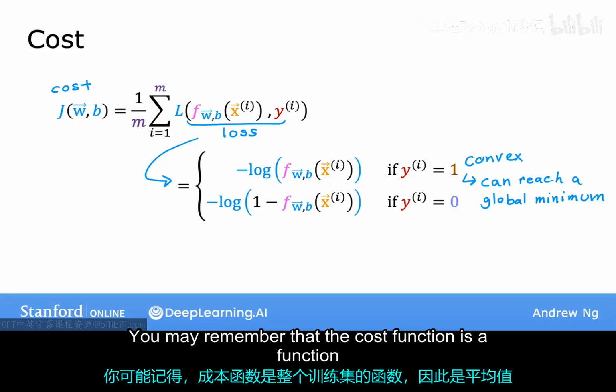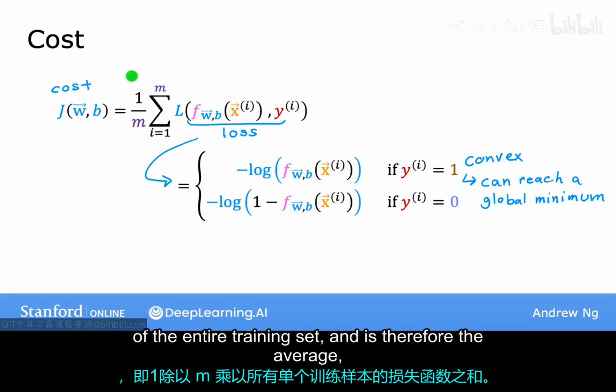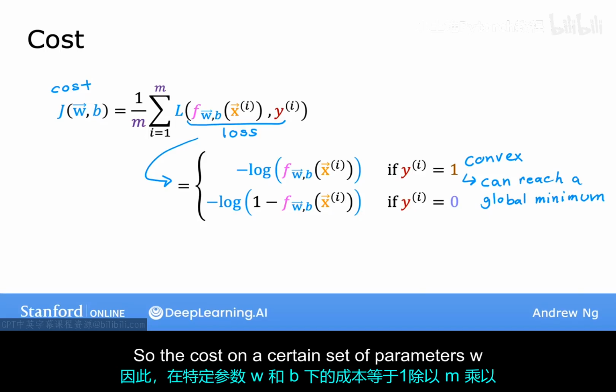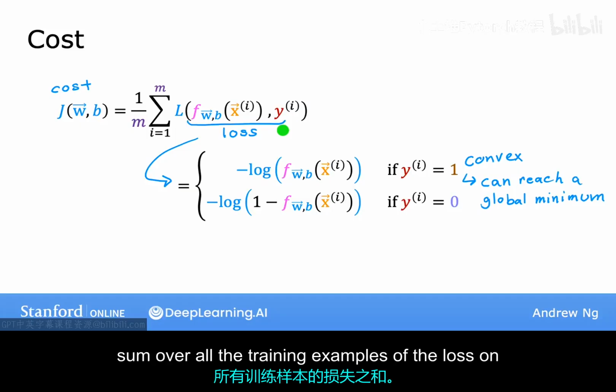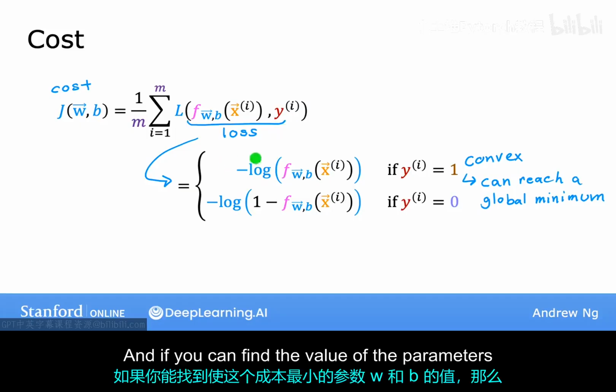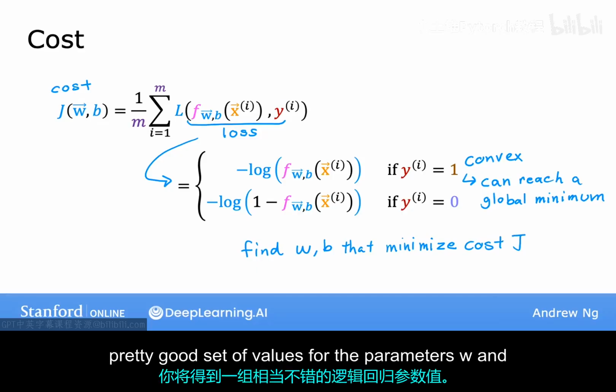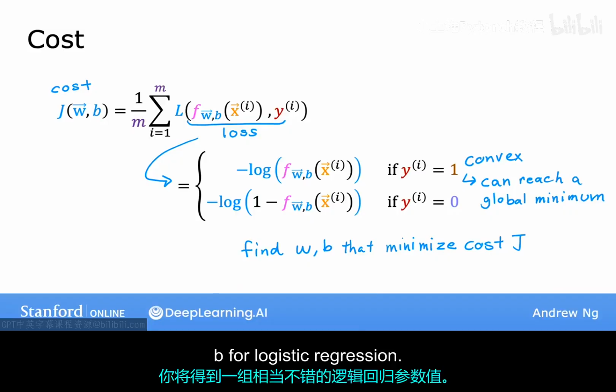You may remember that the cost function is a function of the entire training set, and is therefore the average, or 1 over m, times the sum of the loss function on the individual training examples. So the cost on a certain set of parameters w and b is equal to 1 over m times the sum over all the training examples of the loss on the training examples. And if you can find the value of the parameters w and b that minimizes this, then you'd have a pretty good set of values for the parameters w and b for logistic regression.